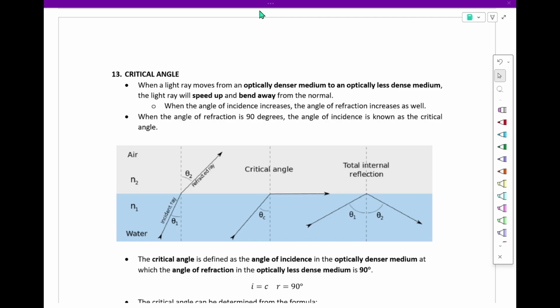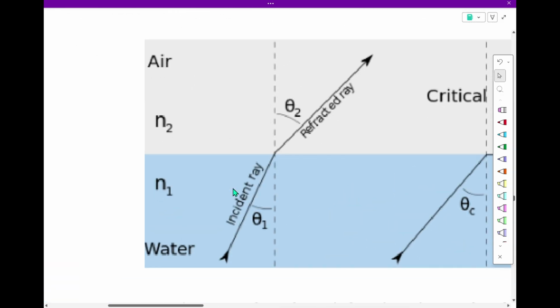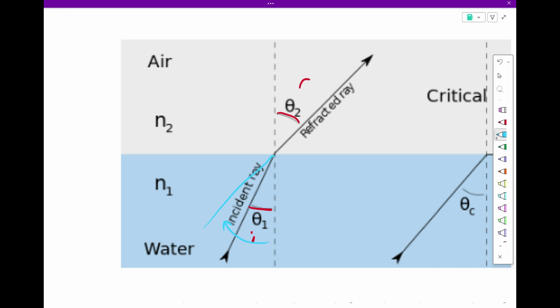And next, we're going to talk about your critical angle. Before we go into what a critical angle itself is, the very first thing we need to ask ourselves is: normally when we travel from a more dense to a less dense medium, we speed up and bend away, right? If you notice this one over here, you do have angle I here and angle R here. Now what happens if I were to increase angle I to here?